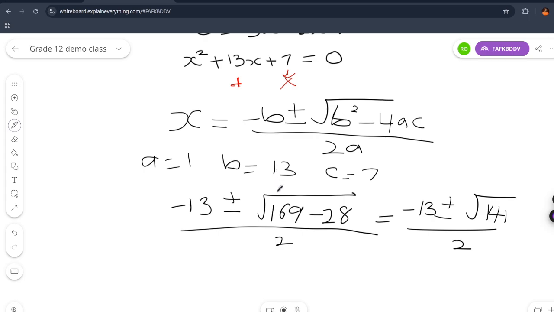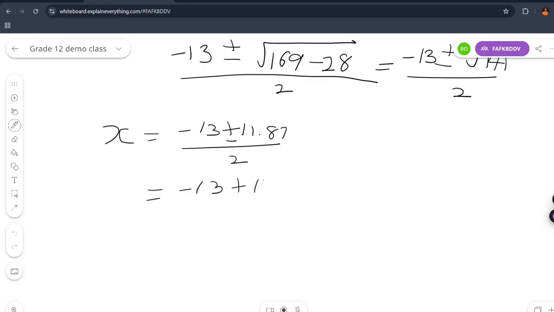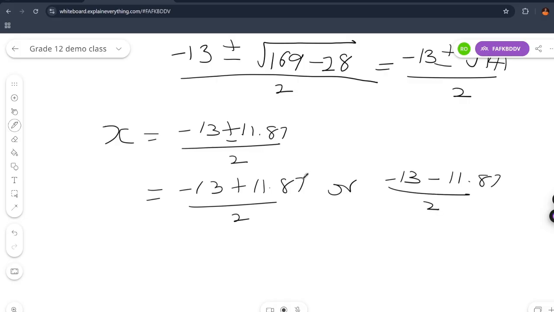Then we need to simplify to get the values of x. So now x will be equal to minus 13 plus or minus the square root of 141. What is the square root of 141? Press your calculator. Good, 11.87 over 2. So now x will be minus 13 plus 11.87 over 2, or minus 13 minus 11.87 over 2.